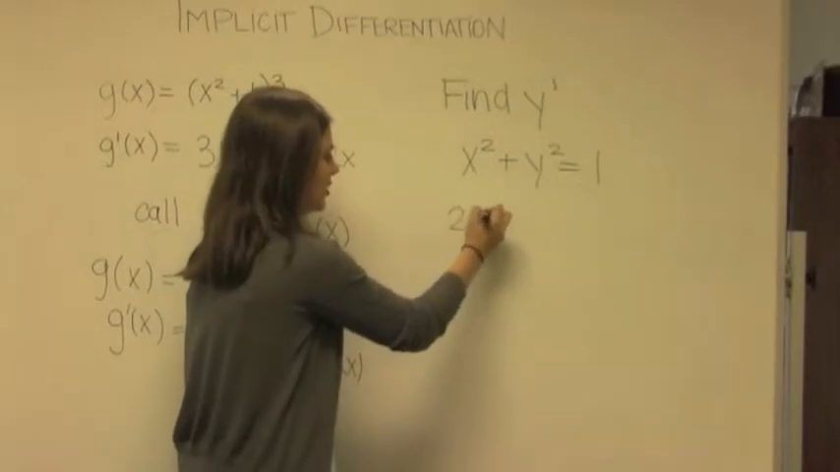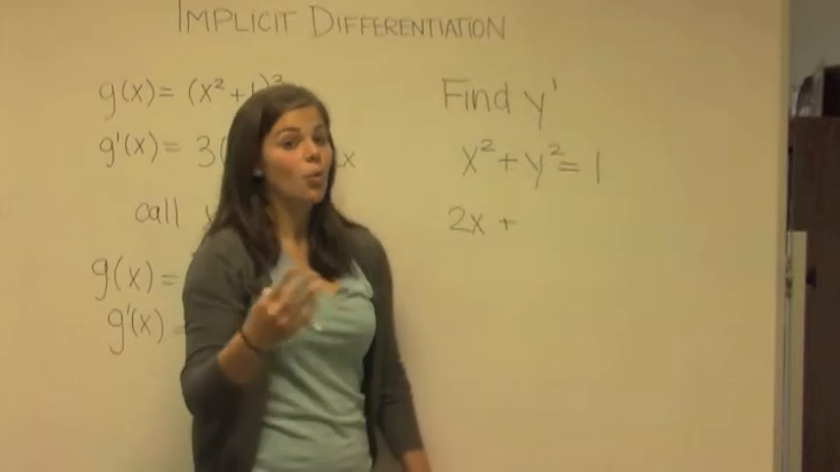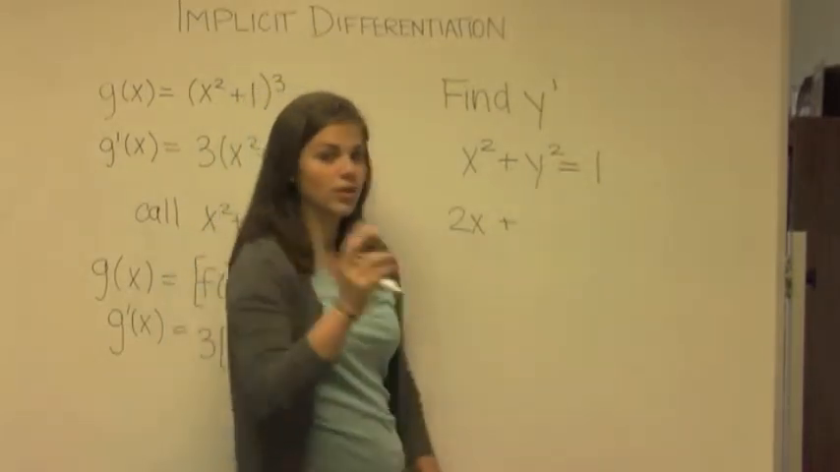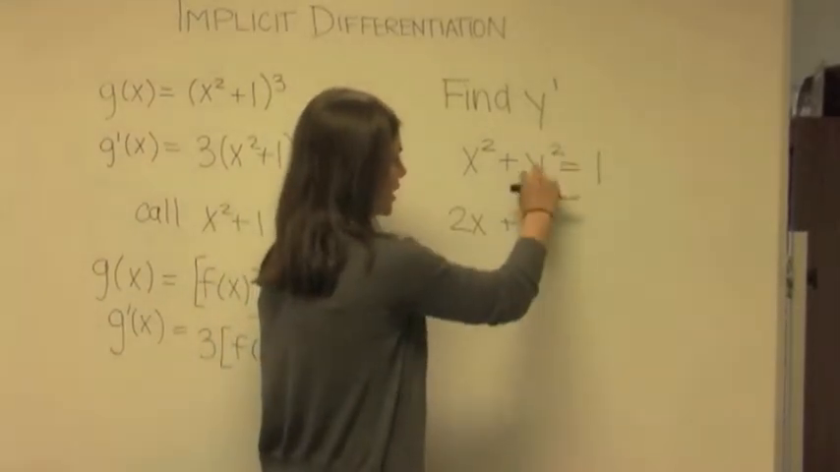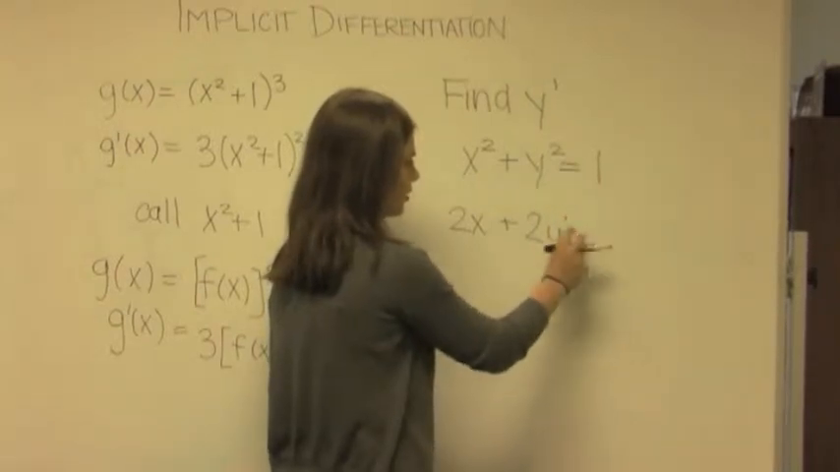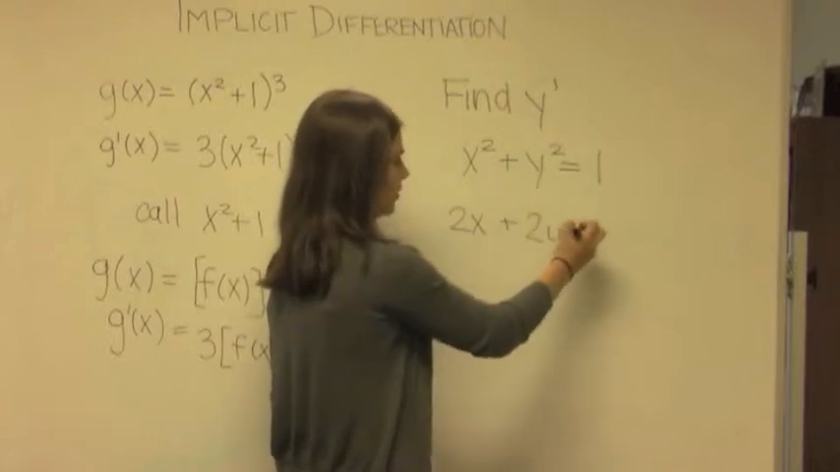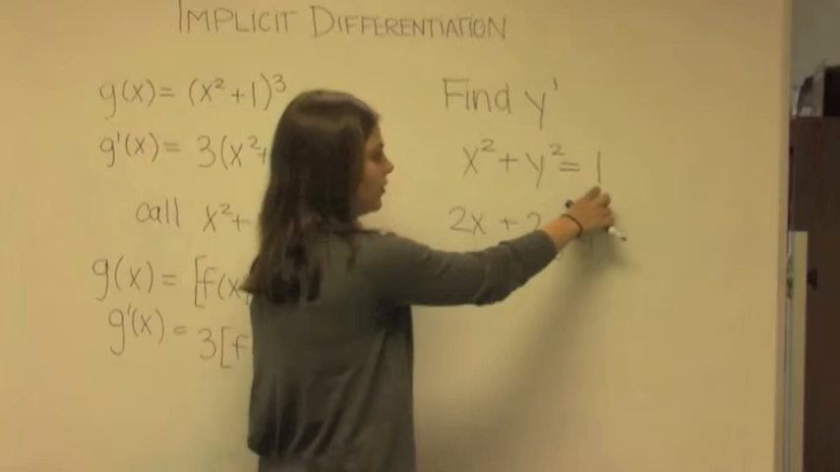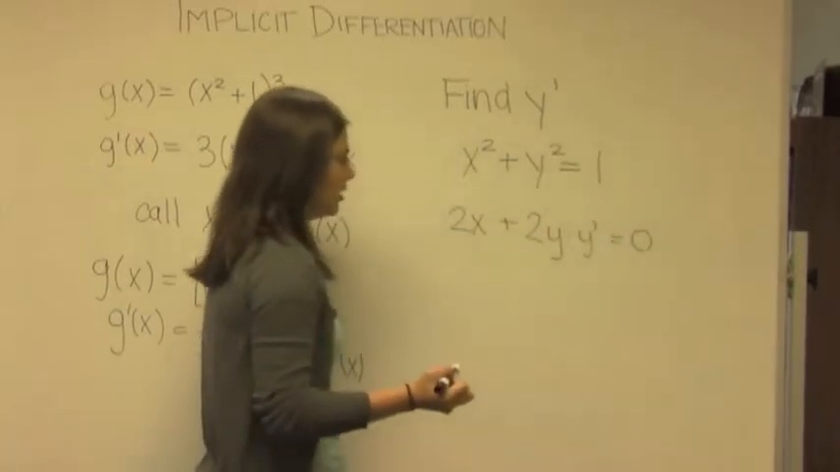It's just 2x. But when we get to y squared, we remember y is a function, not a variable. So we do something very similar to the chain rule. We bring the exponent down and multiply by the inside, subtract 1 from the exponent, and then multiply by the derivative of the inside, or y prime. And then the derivative of 1, which is a constant, is just 0.